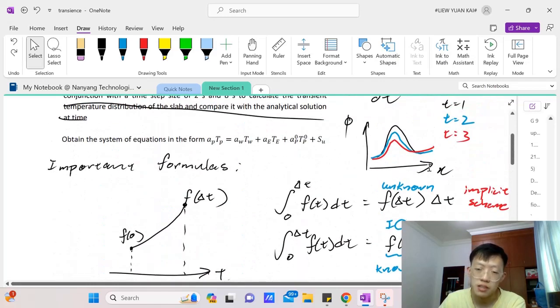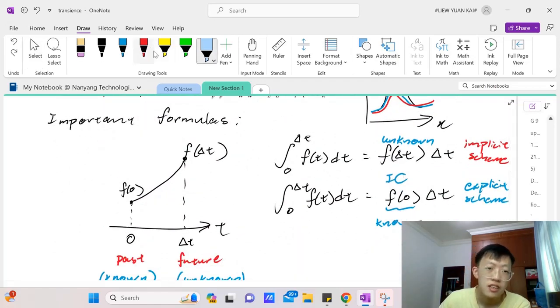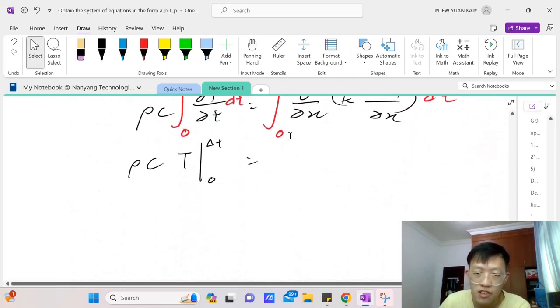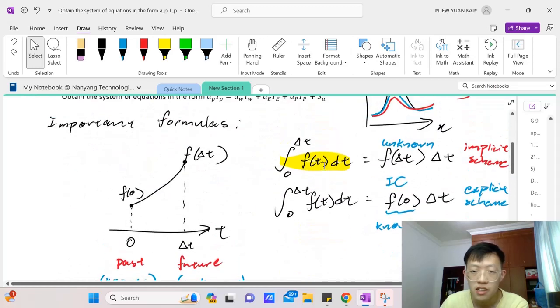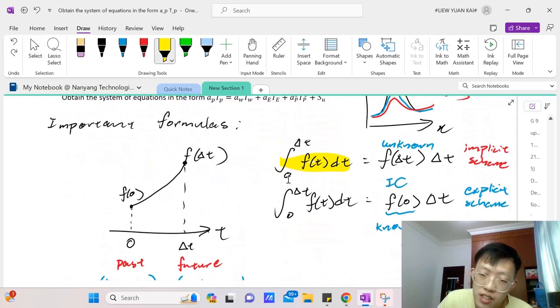So what does the implicit scheme say? To evaluate this integral, what we do is take f evaluated at delta t times delta t. Let me say that again: take f evaluated at delta t times delta t.